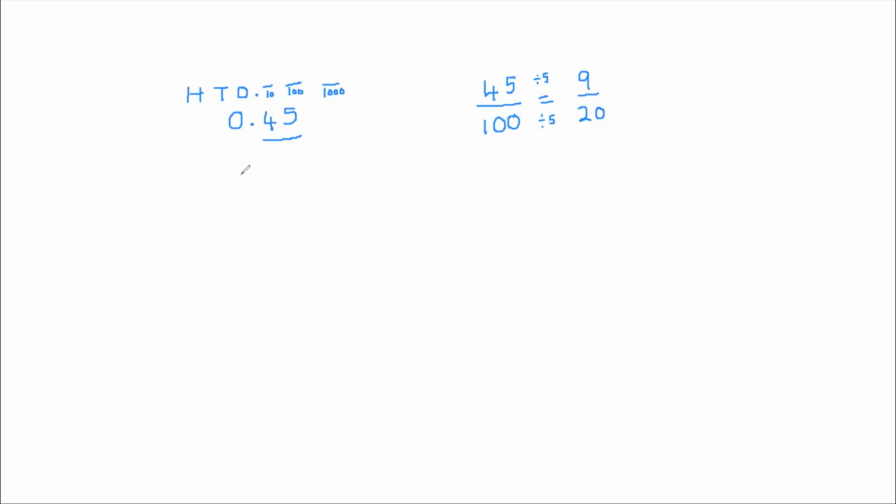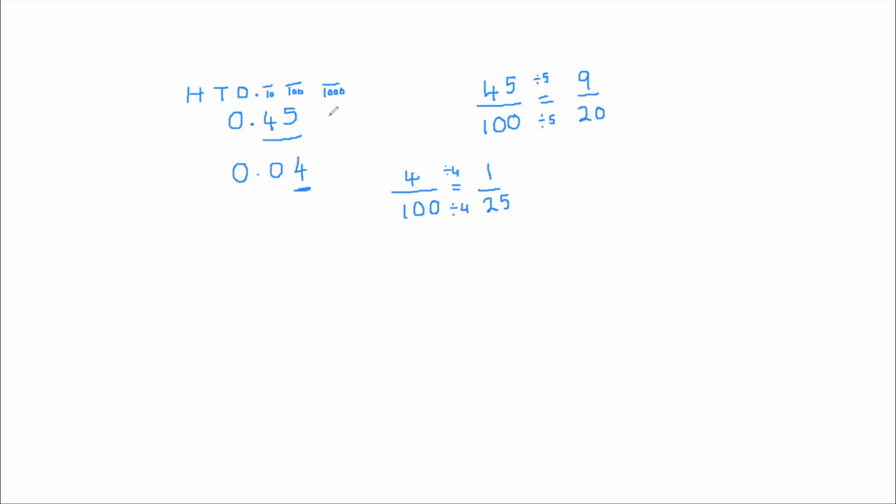So let's do another one here. So if we had 0.04, so here our numerator of our fraction is going to be 4. And our denominator, again, will be the column that this number finishes in, which is the hundredths column. So this will be 4 100ths. We can divide both of these by 4, and 4 divided by 4 will give me 1, and 100 divided by 4 will give me 25. And that is how you would convert a decimal into a fraction.